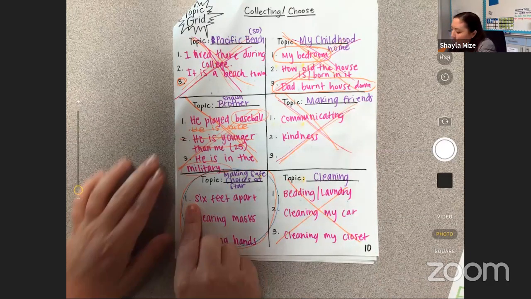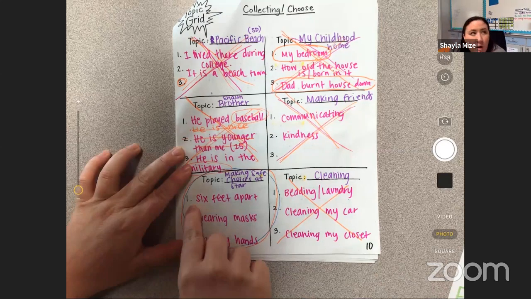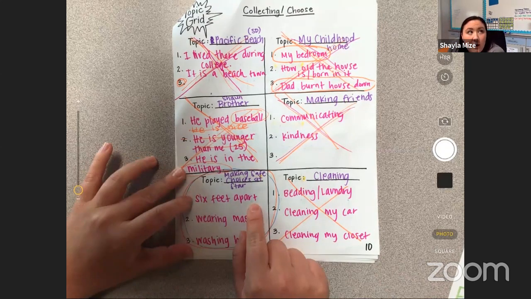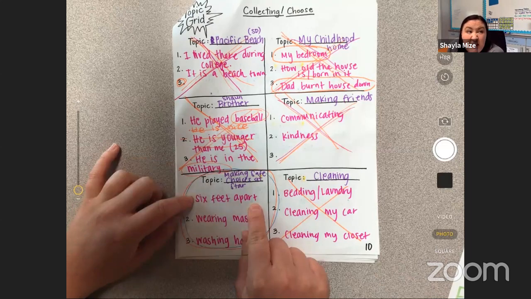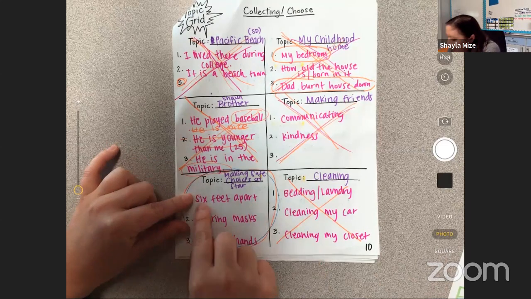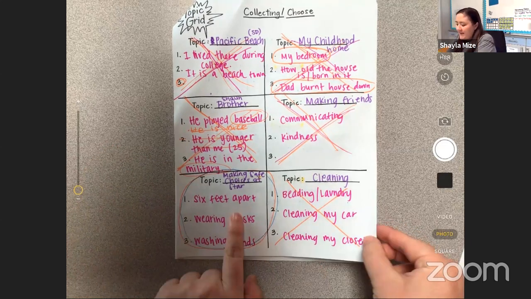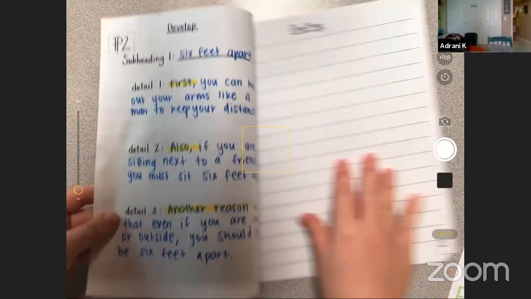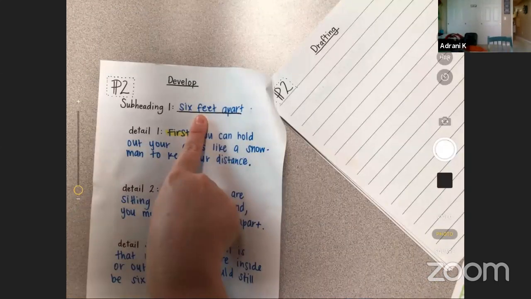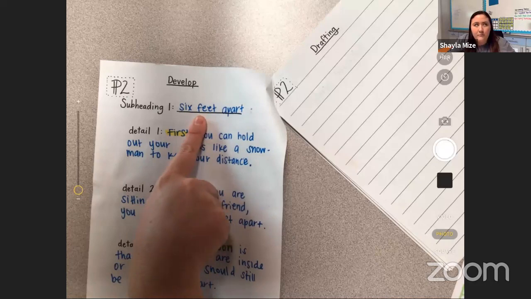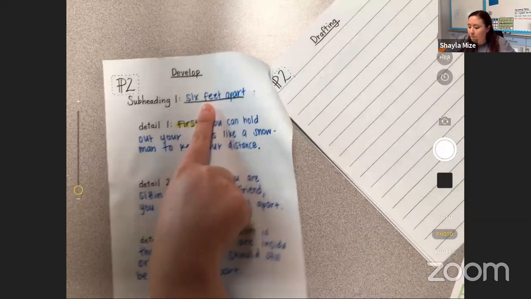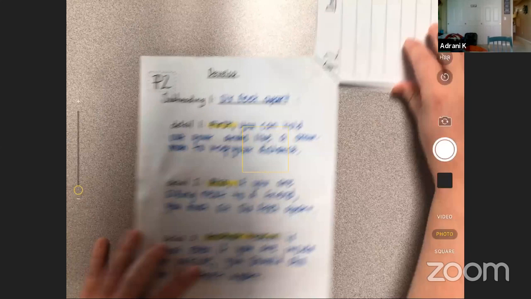Okay. Whatever you have written for your number 1, you also wrote it on Seesaw. I don't know what yours is because yours is going to look different than mine. Mine says 6 feet apart. All I'm doing is taking my number 1 and writing it right here at the top. Do that now. Put your number 1 on page 11.